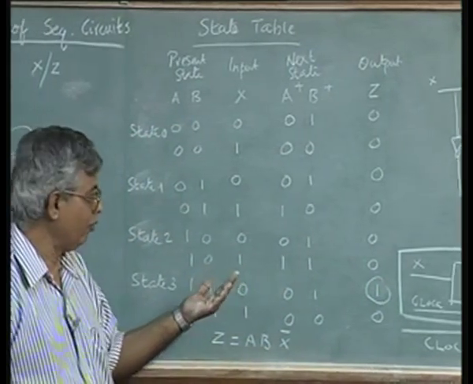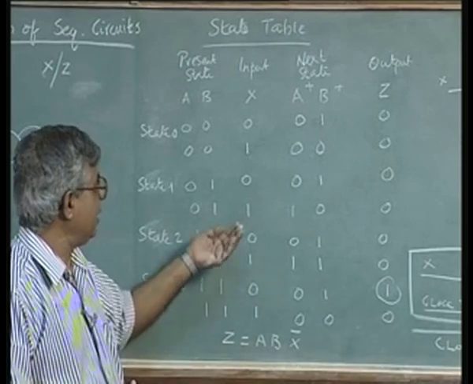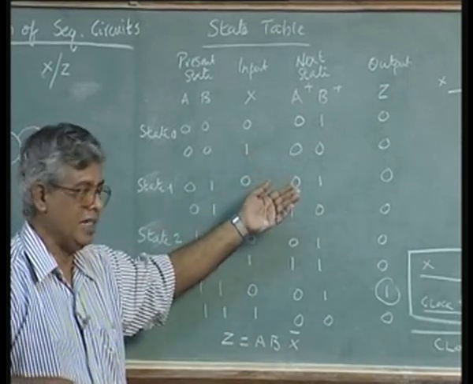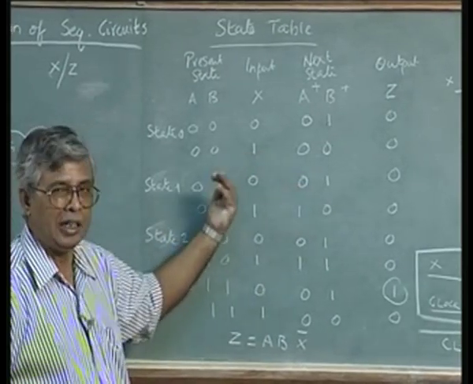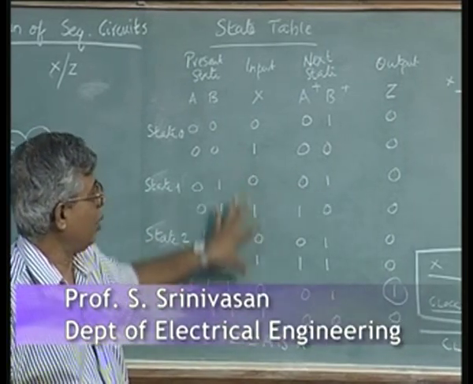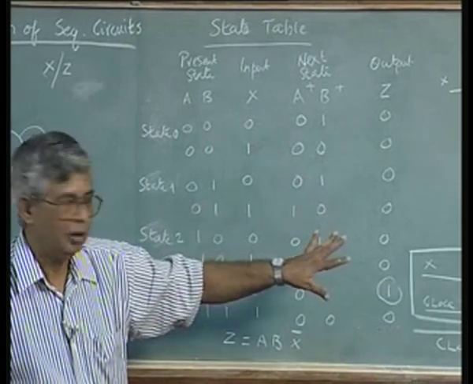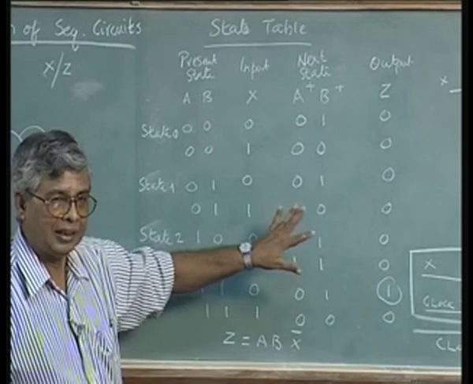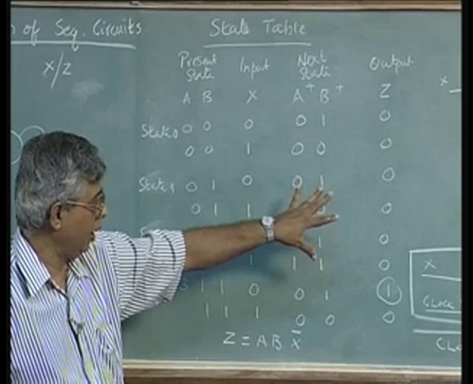In the case of state table, the information is that the state variable changes based on the present state and the input. That is why it is called a state table. When I call it a truth table, it is the input combination versus the output combination, but the information is same in both cases.